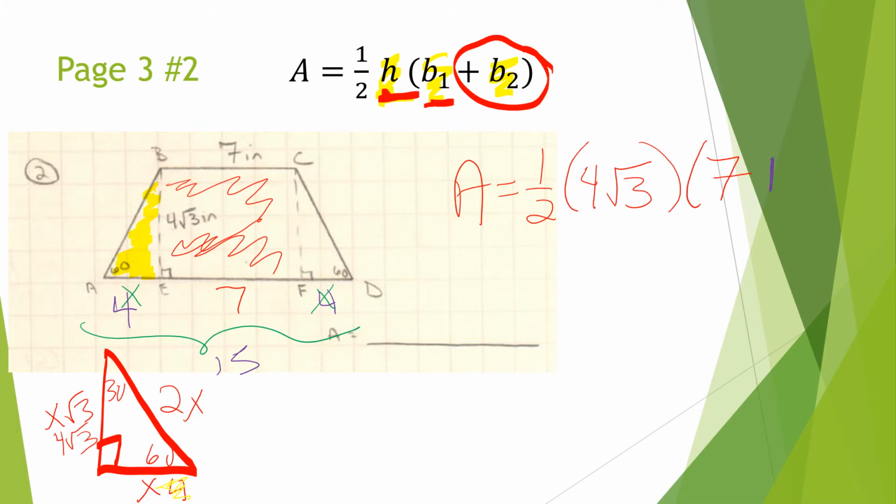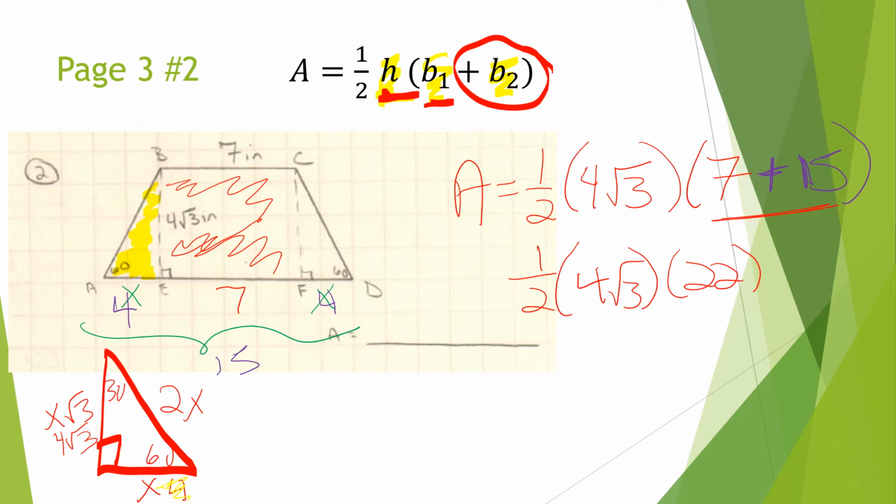So now I bring it to the rest of the formula, plus 15. And now I just finish up the math. So it's going to be half 4 root 3 times 22. I can do half of 4. Half of 4 is 2. So it's 2 root 3 times 22. The answer is 44 root 3.